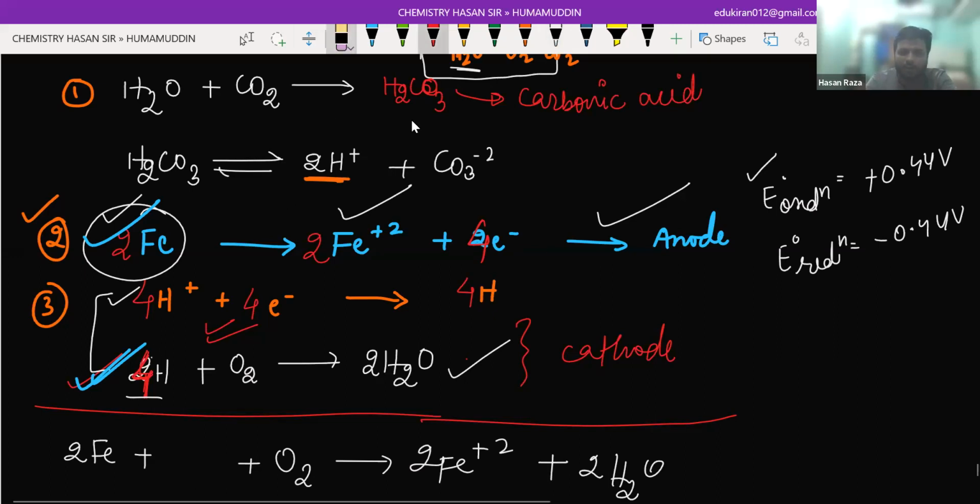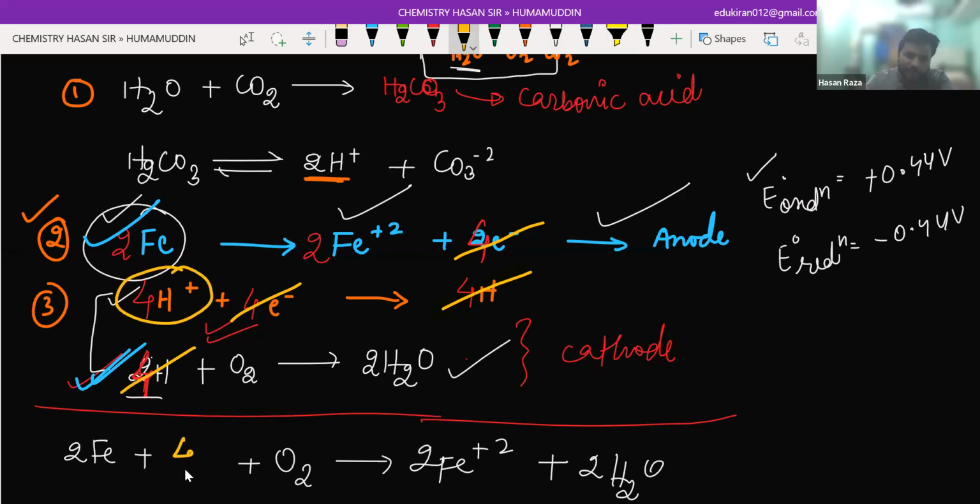Why is it wrong? Let me show you. This 4H+ and this 4H+ will be cancelled. Yes or no? Tell me. Yes, sir. The 4 electrons and 4 electrons will also be cancelled, because they are on opposite sides. So there will be 4H+ left here. So this is your cell reaction, or overall reaction, you can say.